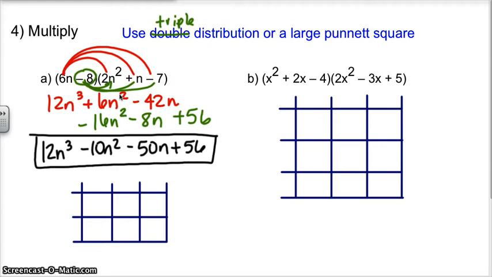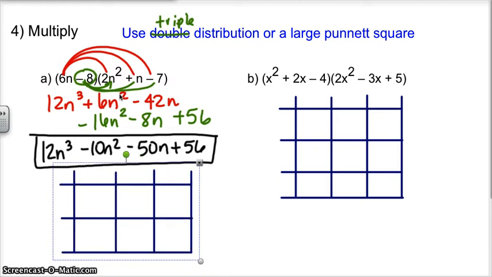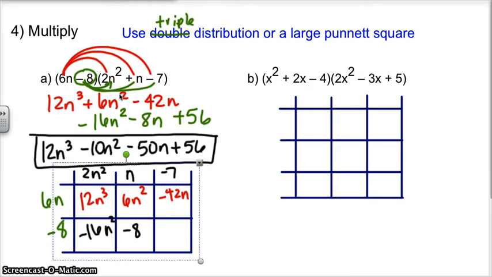If you like the Punnett square method, I'd put your binomial on the side and your trinomial up top. The values you get will be exactly the same. 12n to the third, 6n squared, minus 42n. You'll get your negative 16n squared, negative 8n, and a positive 56.